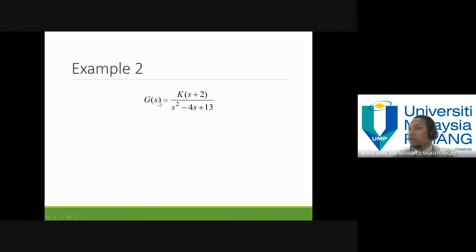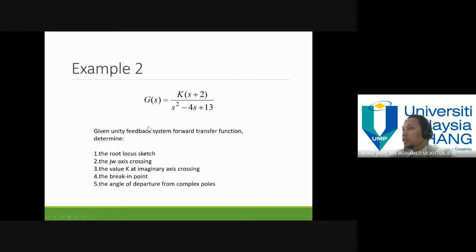So let's say you are given this forward transfer function, G(s) equals K times (s plus 2) divided by (s squared minus 4s plus 13). So given a unity feedback system, this is the forward transfer function for a unity feedback system. And then determine the root locus sketch, the jω axis crossing, the K value at imaginary axis crossing, the breaking points, and also the angle of departure from complex poles.